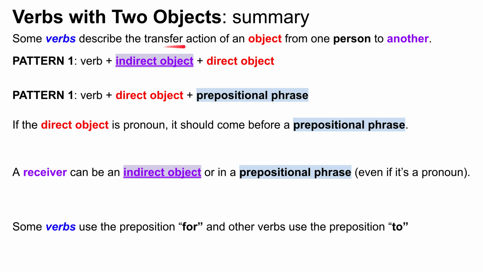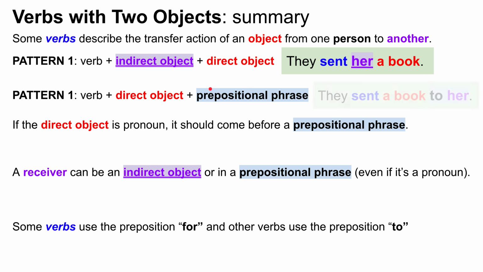So, a quick summary. Some verbs describe the transfer of an object from one person to another. These verbs have two patterns. They have verb plus indirect object plus direct object. For example, they sent her a book. The second pattern is verb plus direct object plus prepositional phrase. They sent a book to her.